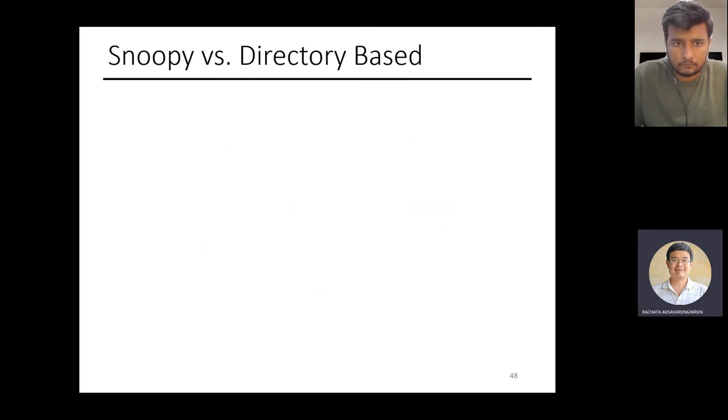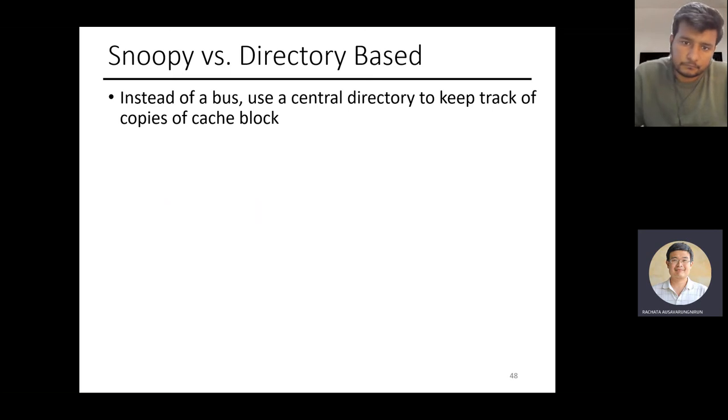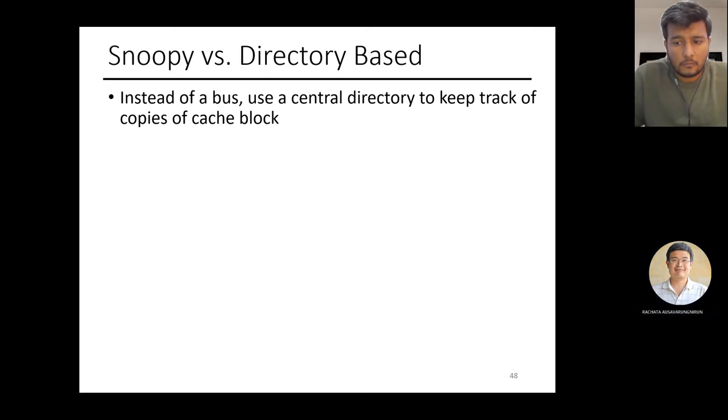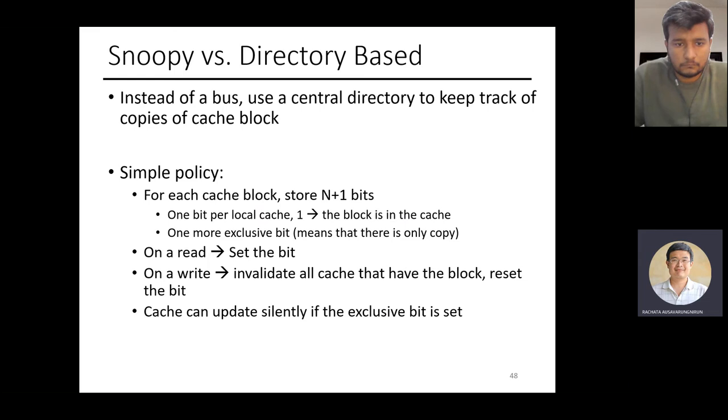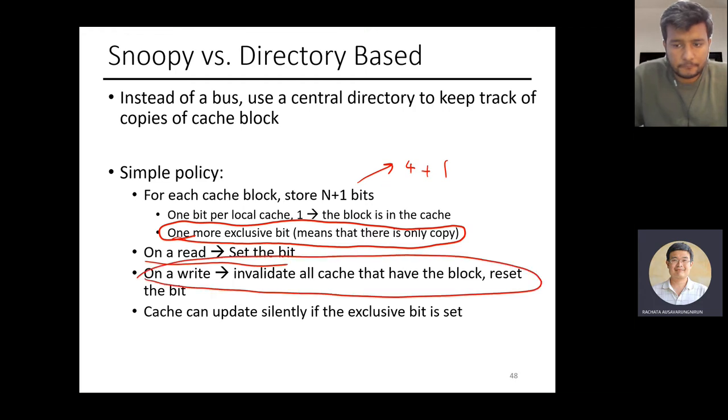So now we talk about the directory-based protocol. Instead of a bus, we can use a central directory to keep track of copies of cache blocks. The simple policy of doing this is this. For each cache block, let's say there are four cores, you would store n plus one bits. So with four cores, it's going to be five bits. Each bit would specify the status of each of the core's cache, plus one bit. The one bit becomes the exclusive bit. If that exclusive bit is on, it means that there's only one copy, on one of the cores. If you have a read, you set the bit. If you have a write, you invalidate the whole block and you reset all the bits. In this way, the cache can update silently if the exclusive bit is set.